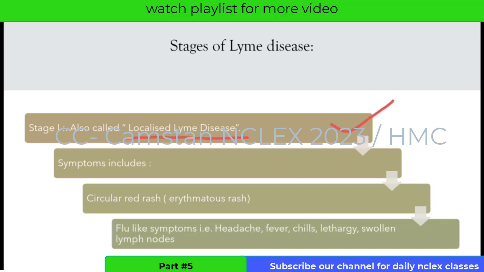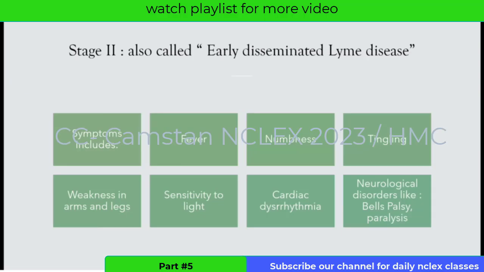Symptoms of stage first include a circular rash or erythematous rash, and there may be flu-like symptoms that include headache, fever, chills, lethargy and swollen lymph nodes. These are the symptoms of stage 1 of Lyme disease, where the bacteria have not spread throughout the body. And stage 2 is also known as early disseminated Lyme disease.